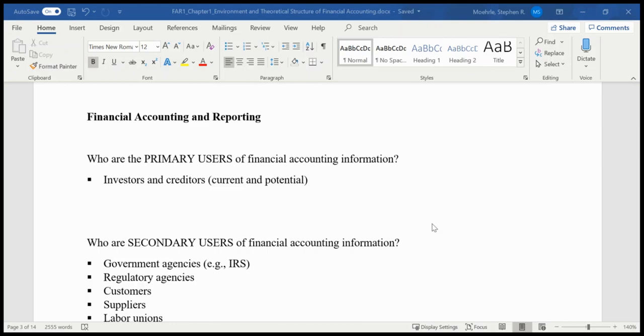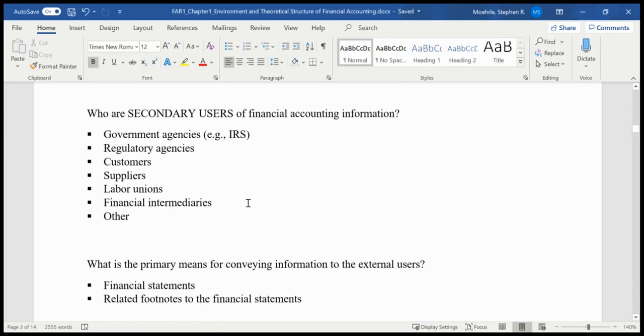Again, think back to the diagram we developed in the last video where you had those capital providers. These are the investors and the creditors. There are also secondary users of financial accounting information. Government agencies such as the IRS, regulatory agencies such as the Securities Exchange Commission, customers, suppliers, labor unions, financial intermediaries, and many other secondary users of financial accounting information.